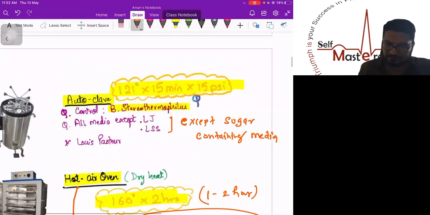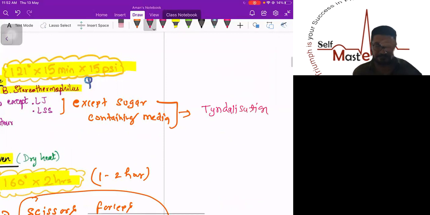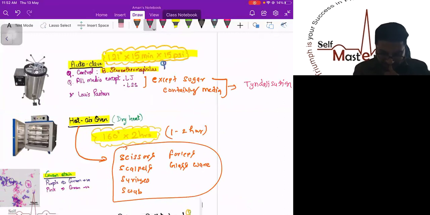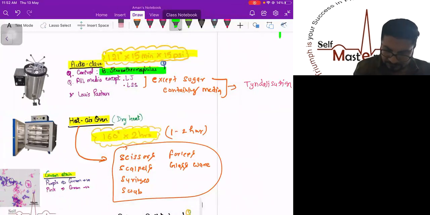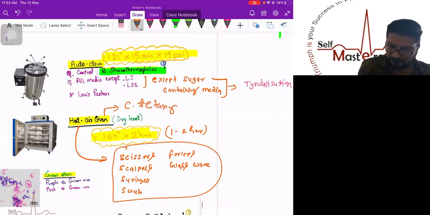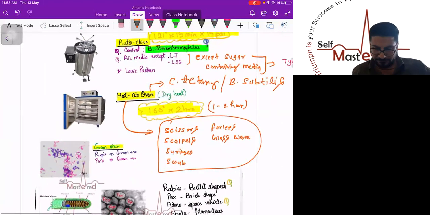Now understand this. For these sugar-containing media, what do we use? We use a process that is called tyndallization, or inspissation. Now the difficult thing that they ask in the exam is the control. For autoclave, we use Bacillus stearothermophilus. For hot air oven, we use Clostridium tetani or Bacillus subtilis.